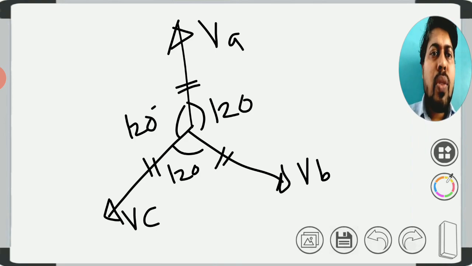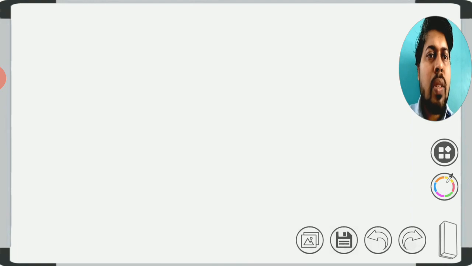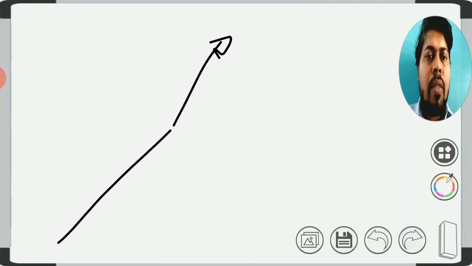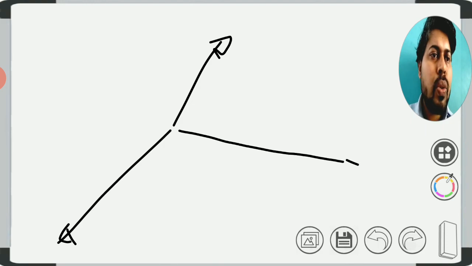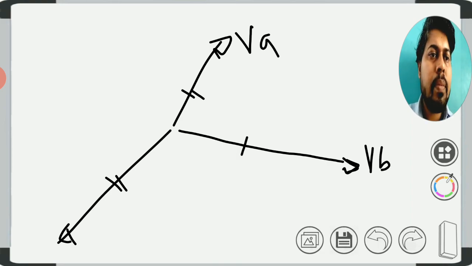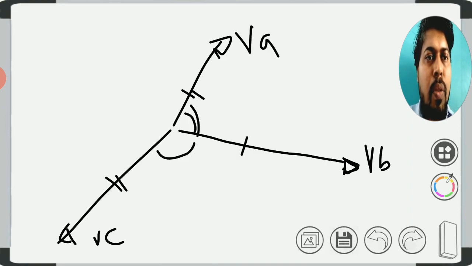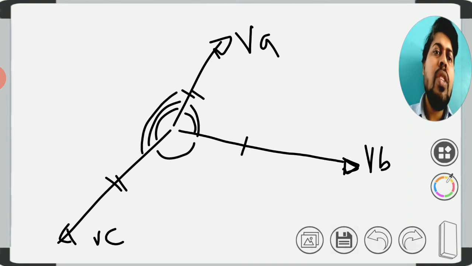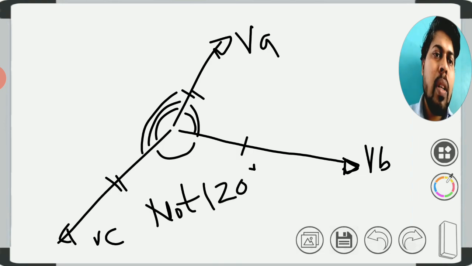When there is an unsymmetrical fault on the power system, the system becomes unbalanced. It means that all the phasors have unequal magnitudes, say VA, VB and VC. The phasors will have unequal magnitudes, and you can observe that the phase angle difference between any two phasors is not 120 degrees.